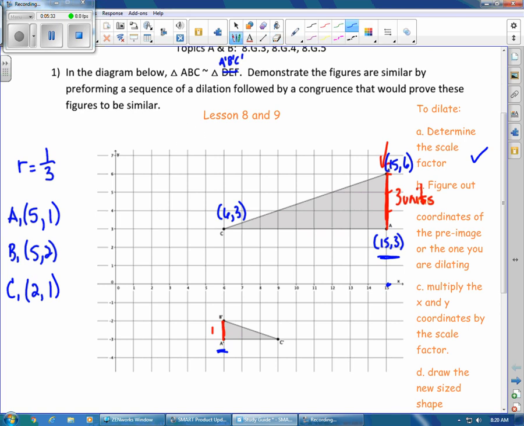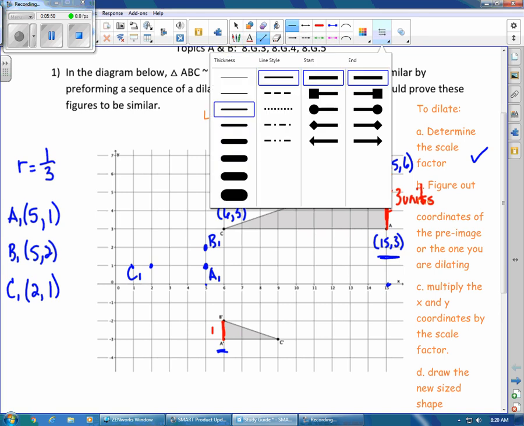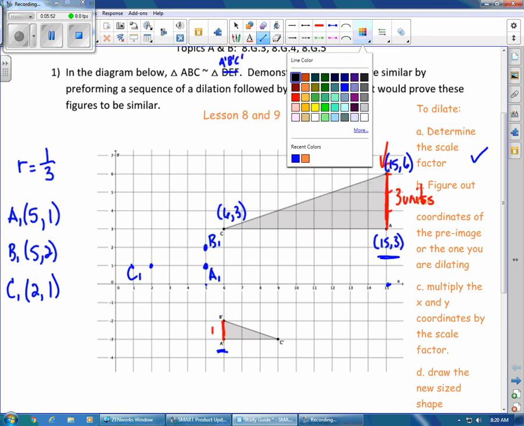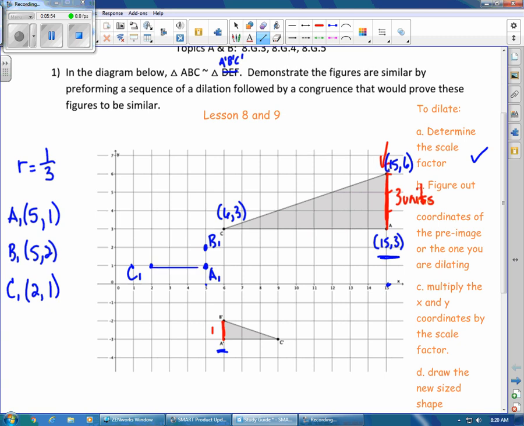So I'm going to draw my new shape in. A sub 1 is at 5, 1. That's going to be A sub 1. B sub 1 is at 5, 2. And C sub 1 is at 2, 1. I'm going to use a nice straight edge to connect them up, a little bit thinner than normal. Okay, now I've got the shape the same size.